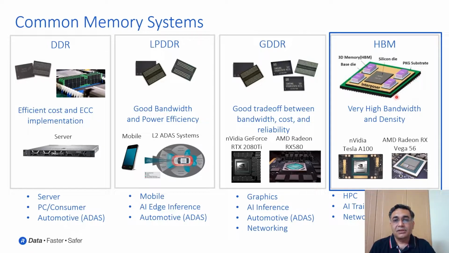The difference here is it is a wide I/O kind of interface. So it has 1024 lines compared to the previous systems which we have discussed, which has 16 or 32 lines. This provides a much higher bandwidth within a small form factor, and it provides much higher memory density because it has stacks of high bandwidth memory in the same package. There are several advantages of this system. I will deep dive on this system in this presentation. This HBM finds its application in high performance compute, AI training, network.